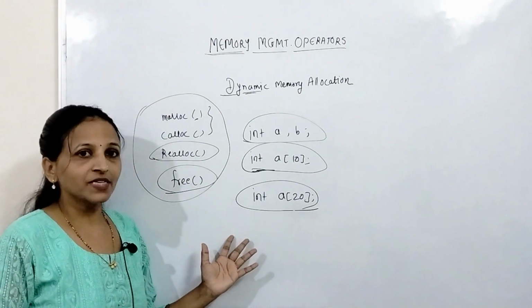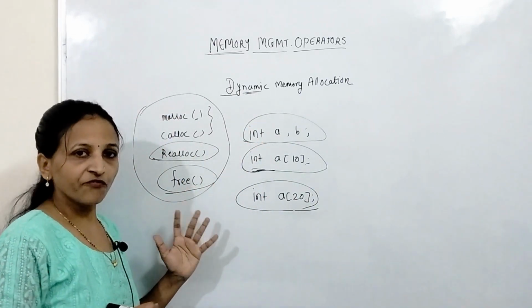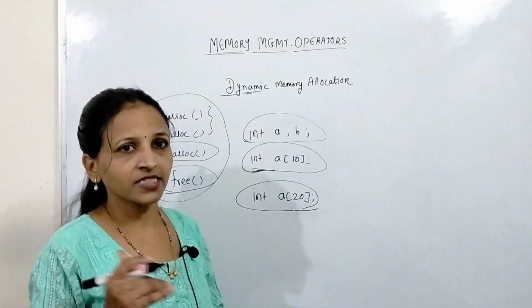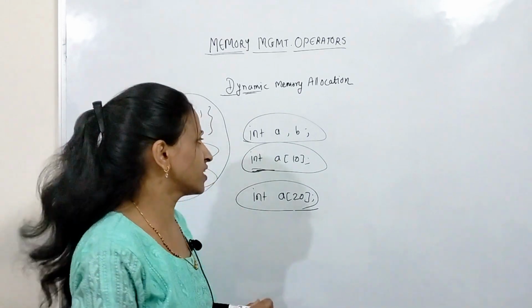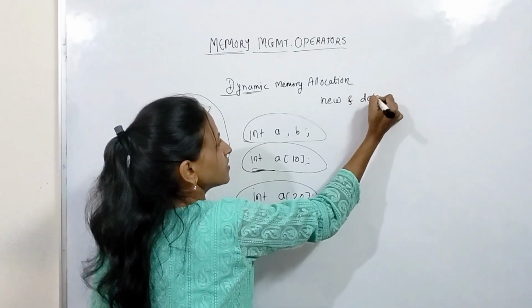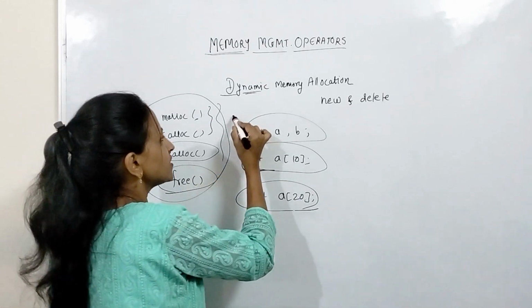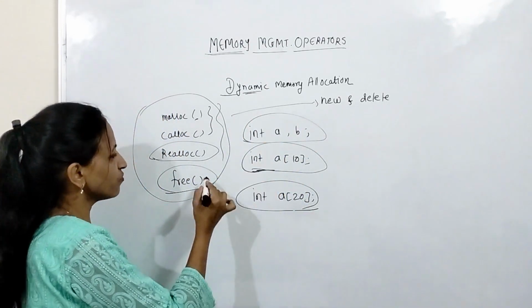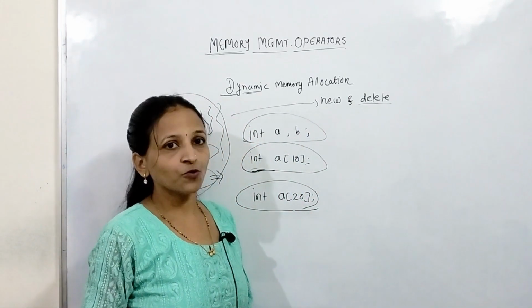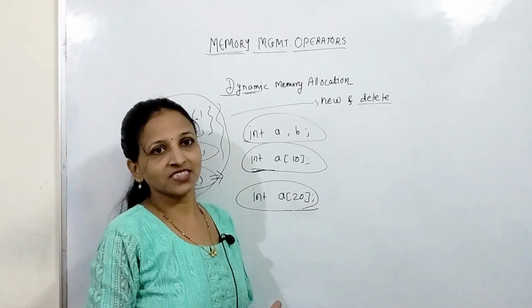Instead of that, C++ provides two operators to do this task. Instead of functions, C++ has given two operators to do the same task, dynamic memory allocation and deallocation. Those are nothing but the new and delete operators. Whatever allocation you are doing with these functions, you can do with the help of the new operator, and for free, meaning deallocation, you can use the delete operator. How to use the new and delete operators and what the syntax is, we will discuss now.